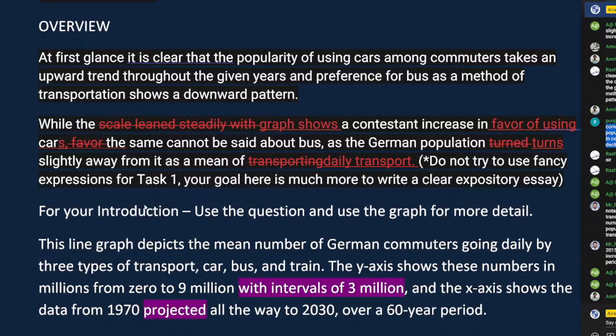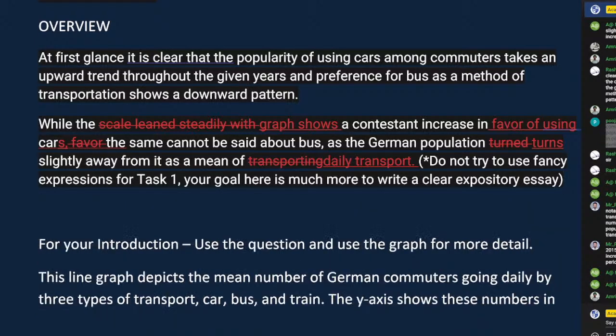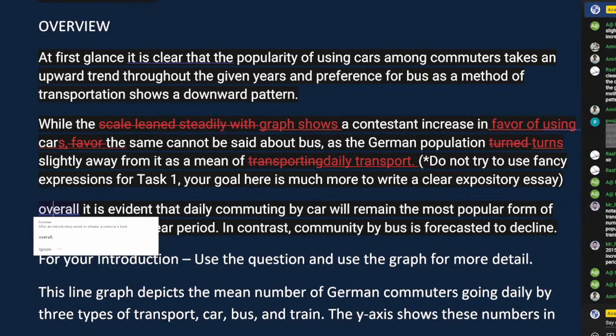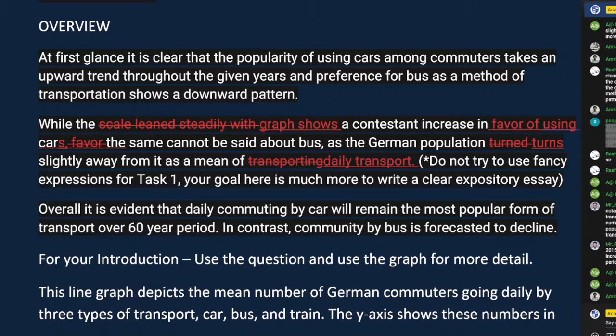Pooja, let's take a look at what you've written here. Okay. So Pooja writes, overall, it is evident that daily commuting by car will remain the most popular form of transport over the 60-year period.